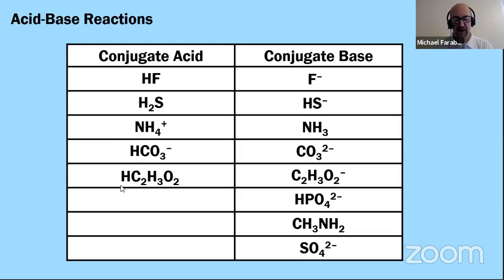HPO4, that's hydrogen phosphate. It has a 2- charge. If I add one more H, now it has a -1 charge. This is called methylamine. We've seen that before in other videos. This is the methylammonium ion. So I added the hydrogen to the nitrogen, and I changed the charge from 0 to +1. And then sulfate is a base. The conjugate acid would be hydrogen sulfate. So I added hydrogen and I changed the charge from -2 to -1.